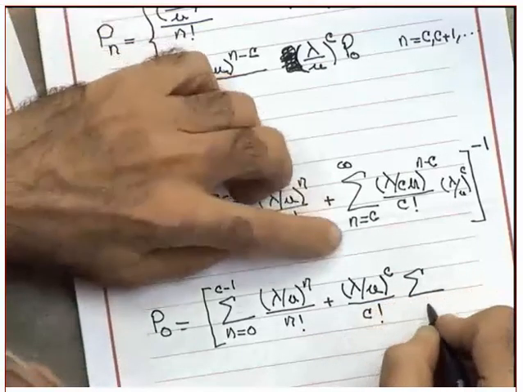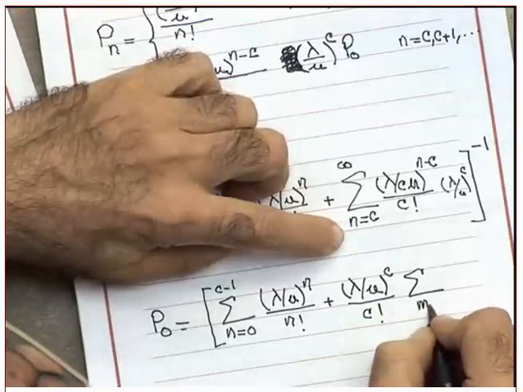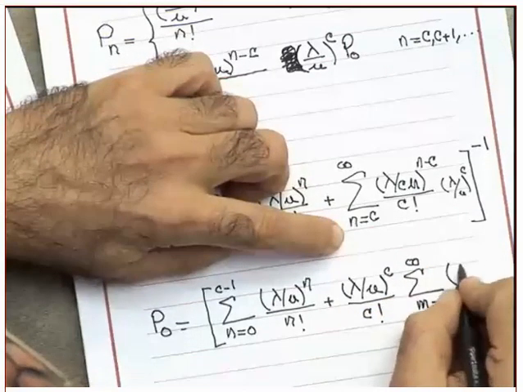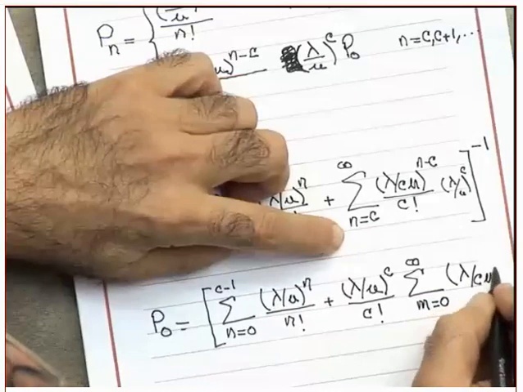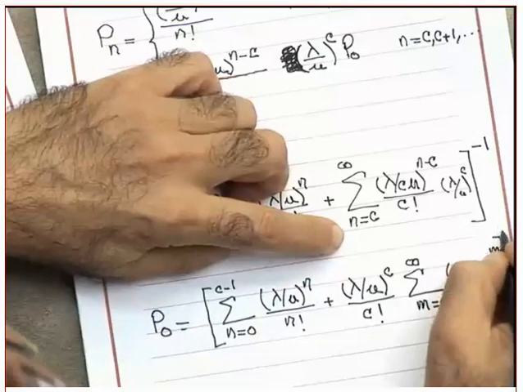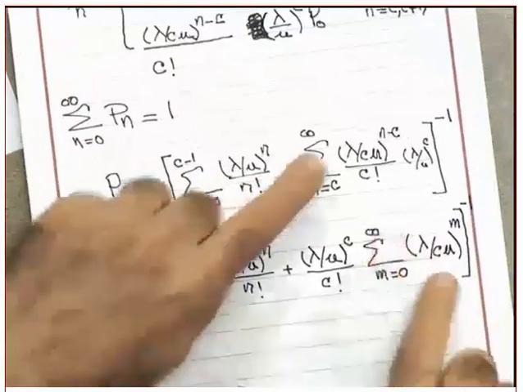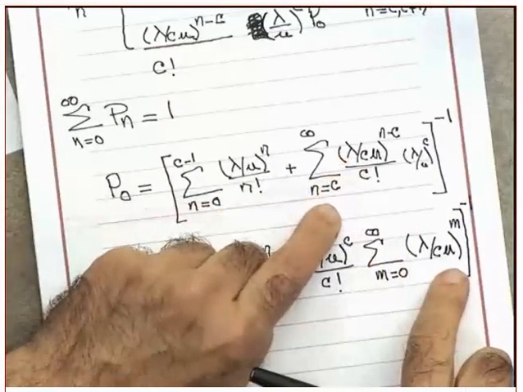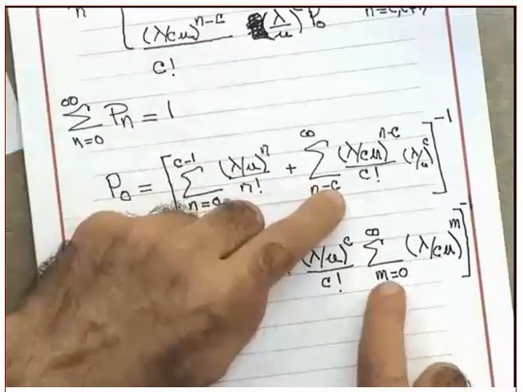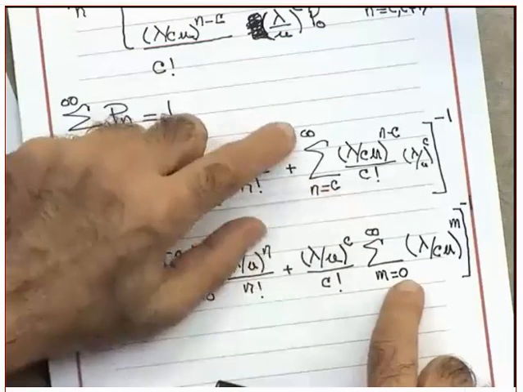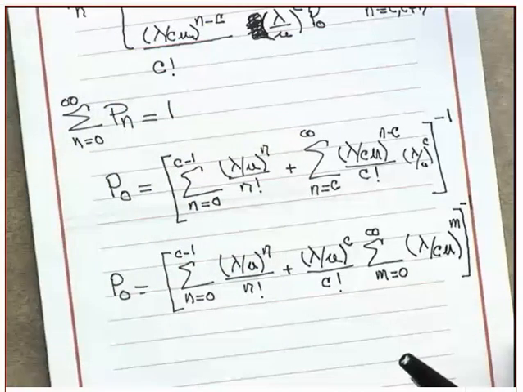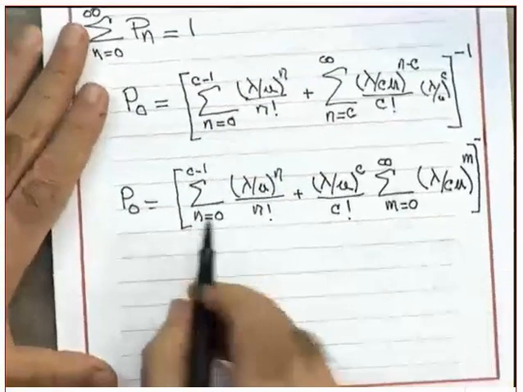I'm going to make a simple change of variable. M equal to 0 to infinity of lambda over C mu to the M, the whole thing raised to the power minus 1. Where did I just say? Let n minus C equal M. So when n is equal to C, m is equal to 0. When n is equal to infinity, m also equals infinity. Clear? Okay.